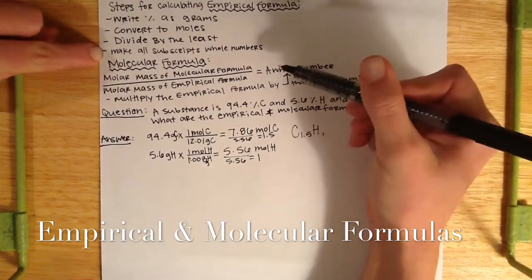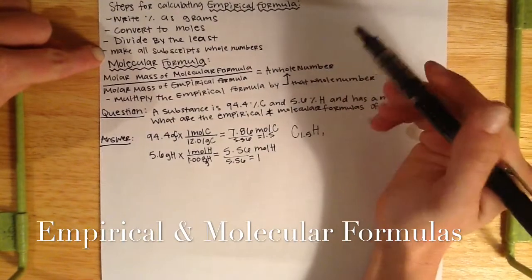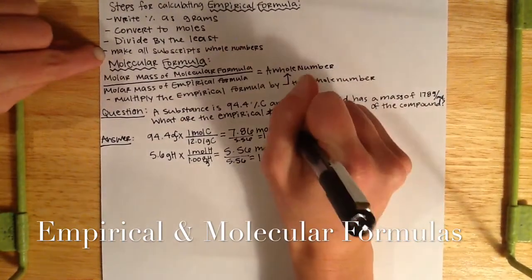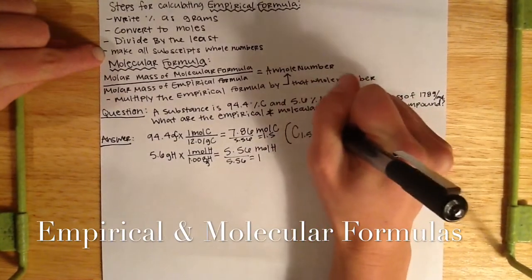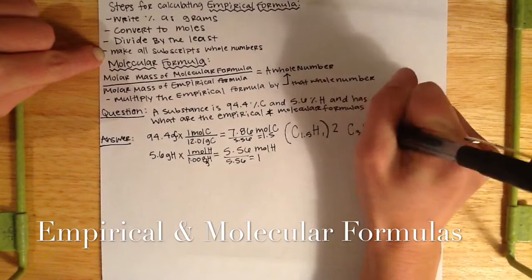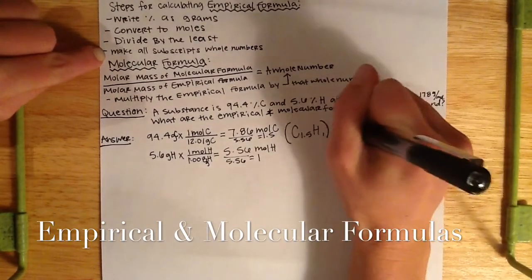Now we know that we can't have half numbers because in our steps it says to make all subscripts whole numbers. So in order to do that, we're going to multiply this whole thing by 2, which gives us C3H2. And that is our empirical formula.